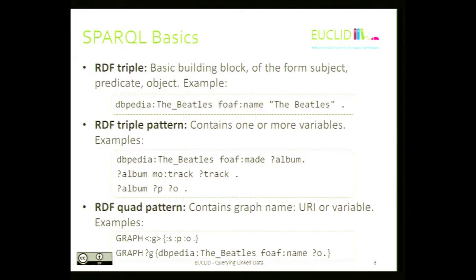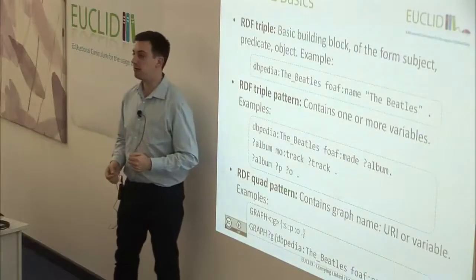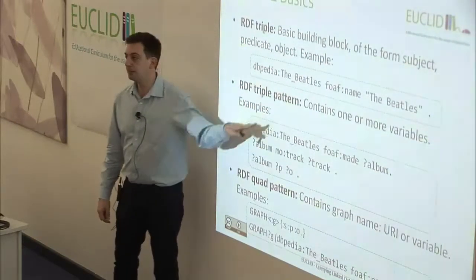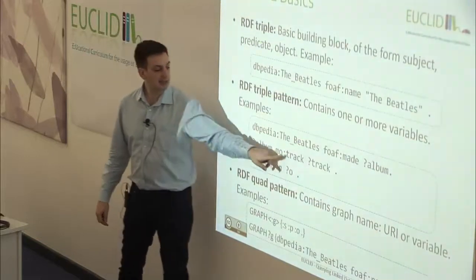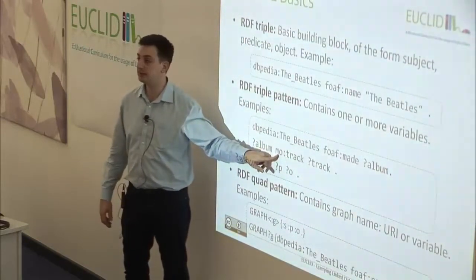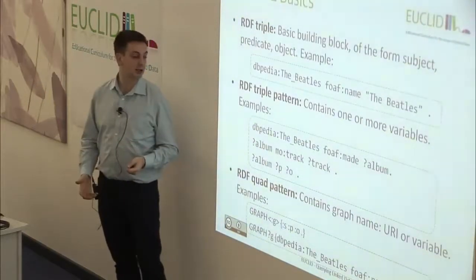Now, when we extend that with multiple triple patterns, we can reuse the variable. So we say, for instance, that that album, using the same variable, has a track according to the music ontology, about which more later. And again, we don't specify what track it is, we ask.